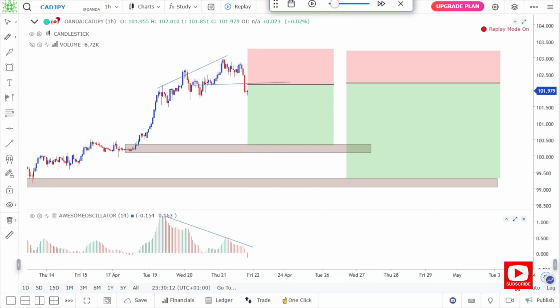Now let's see how this price plays out. Okay, we can see that the divergence was highly respected.